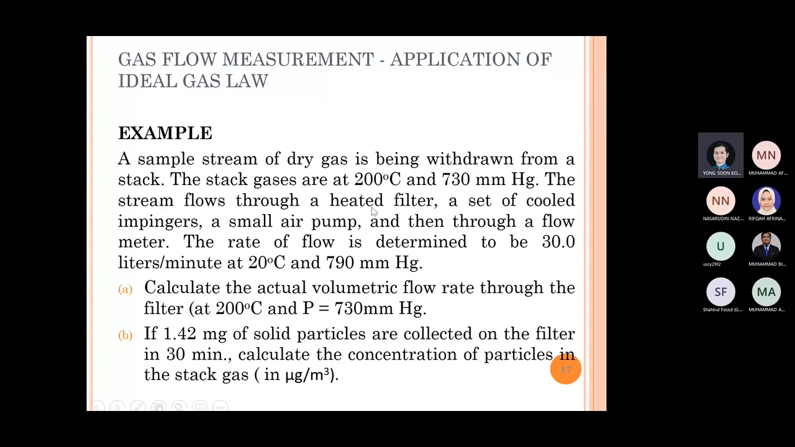The stream flows through a heated filter, a set of cool impingers, and a small air pump, and then through a flow meter. The rate of flow is determined to be 30 liters per minute. So this is the measured one, at 20 degrees Celsius and 790 millimeter mercury. The question asks you to calculate the actual volumetric flow rate through the filter. And then the next question, if 1.2 milligram of particles are collected, they want you to calculate the concentration of particles in the stack gas under STP.